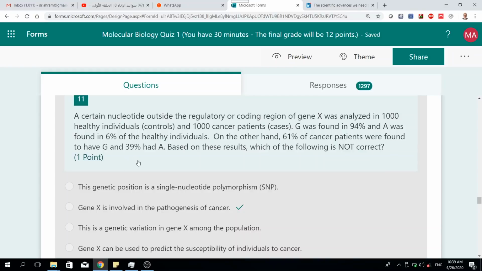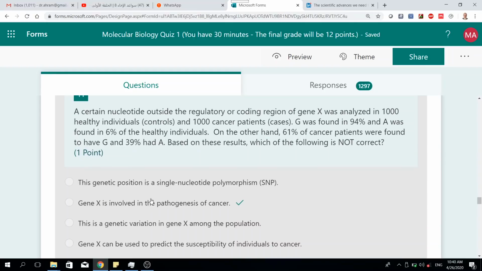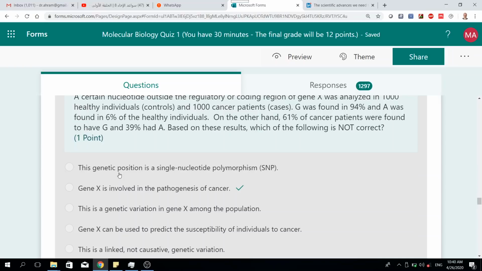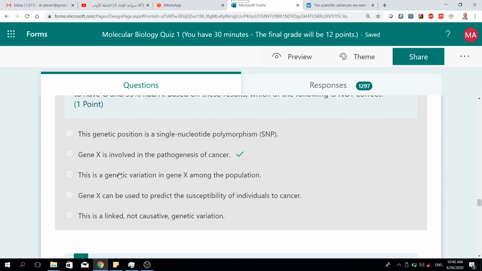So, let's see here. So, we're looking at what? We're looking at a single nucleotide polymorphism in here, okay? So, we're looking at a certain nucleotide, SNP, single nucleotide polymorphism. The genetic position is a single nucleotide polymorphism? Yes. Okay. Why? We're looking at a single nucleotide and we're looking at something that exists in at least 1% of the population. So healthy individuals, 6%. That's more than 1%. This is a genetic variation in gene X among the population. Yes, that's right. It is.